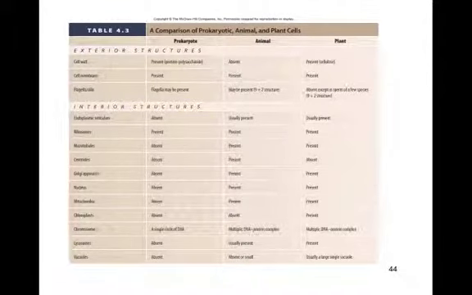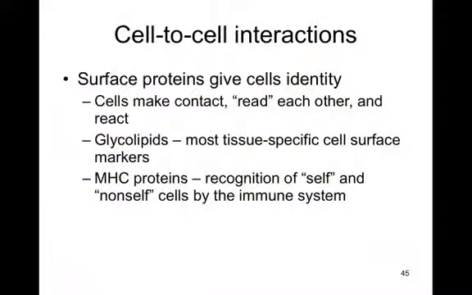This is a table that gives you a comparison of prokaryotic, animal, and plant cells, and it could be useful in your study of this material. Now, all the cells in our body interact with each other. Some of them communicate through signaling, and others literally have to stick to each other. For example, the cells of our skin need to be anchored to each other in order to maintain the integrity of our skin. This is usually accomplished through surface proteins. These surface proteins will give a cell their identity as well as link cells to one another.